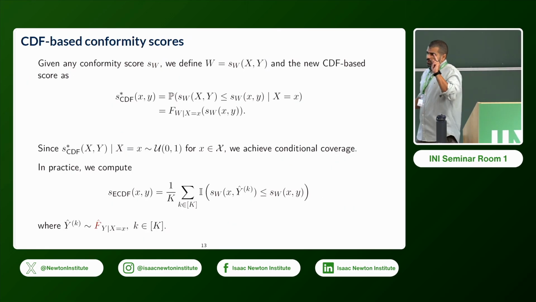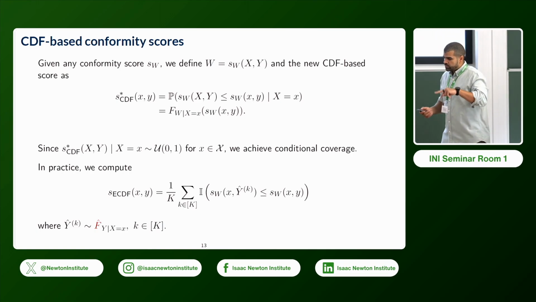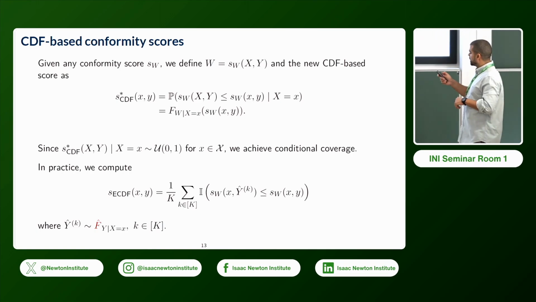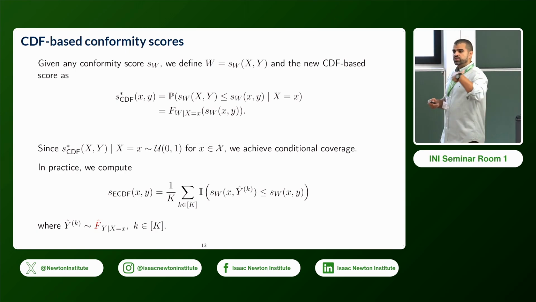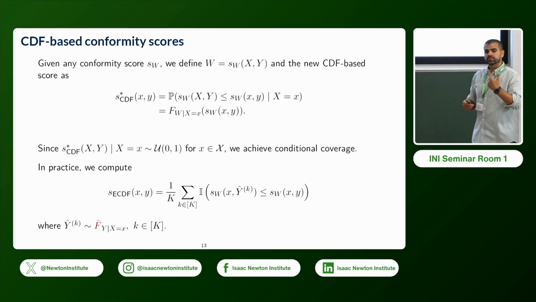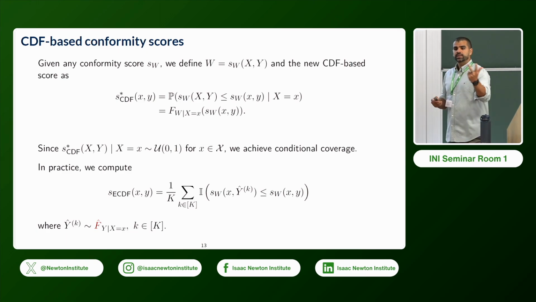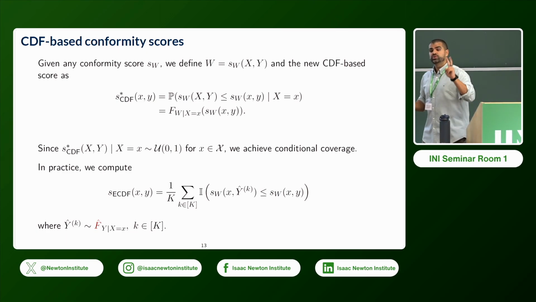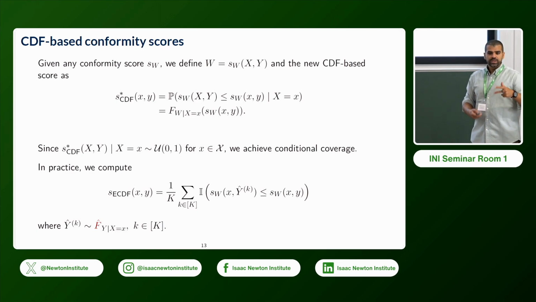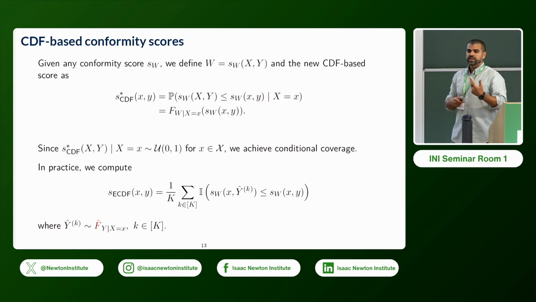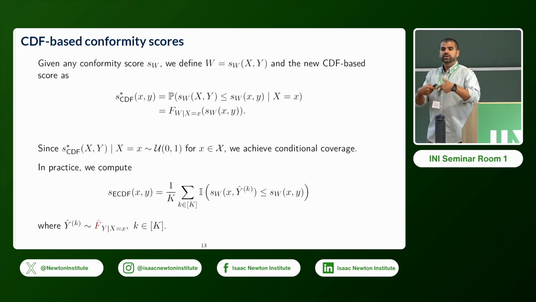All right, so I will talk about two scores that we proposed. Essentially, you can generalize the CDF of the density to the CDF of any score. We have many scores for multivariate outputs. By applying the CDF to that score, you can essentially improve it and obtain asymptotic conditional coverage for any score.